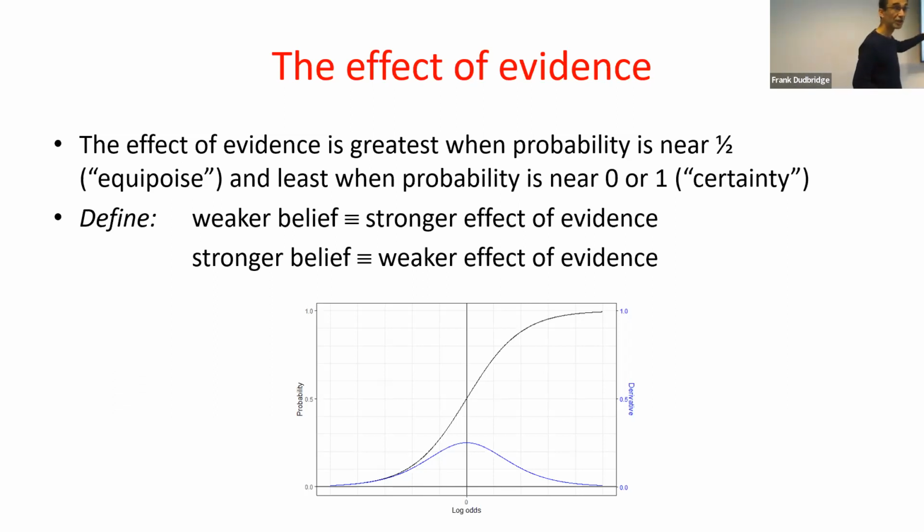So let's make this a definition now. By definition, we'll say belief is weaker when evidence has a stronger effect on your belief. Okay, and stronger beliefs are defined to be those beliefs where evidence has a weaker effect. Okay. And you can all go away and think about examples from real life where this seems to make sense. The stronger you believe something is another way of saying you're less likely to change your mind, even if you're given evidence.